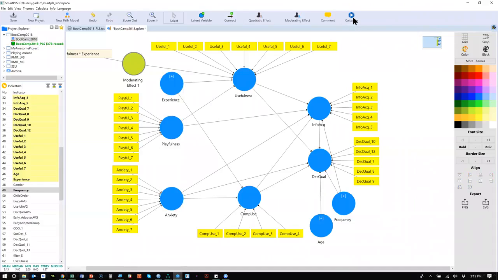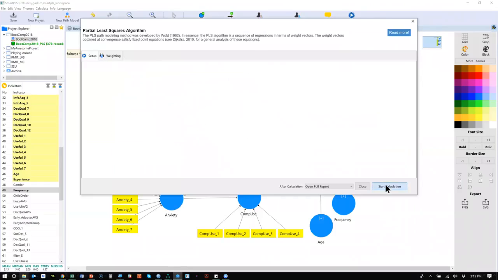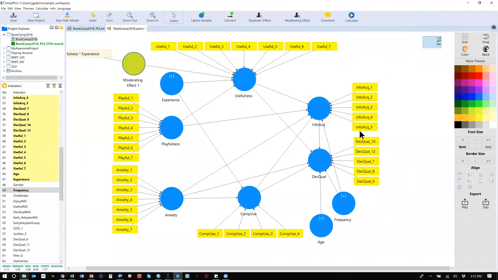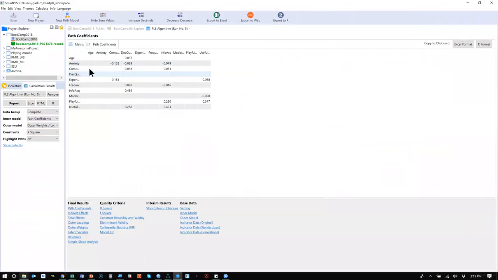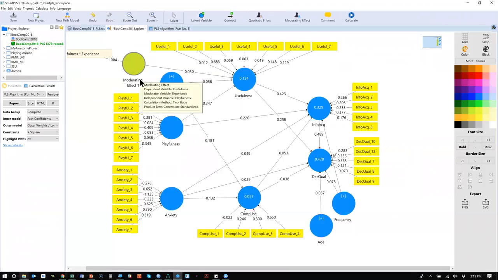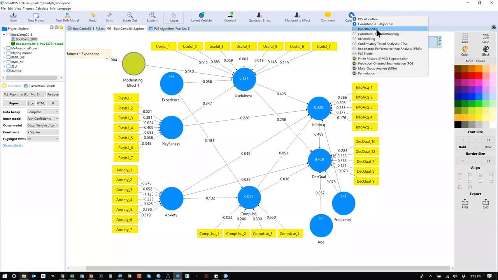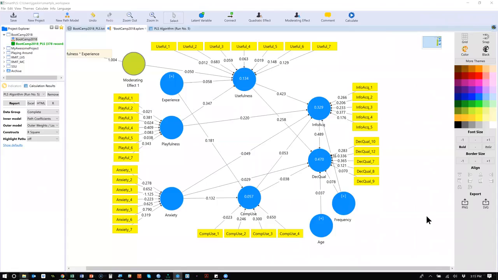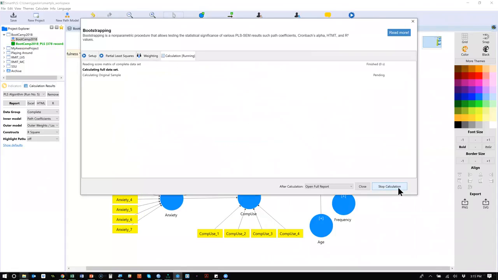To run this, all you do is go to PLS algorithm, run it, start, and here are the effects. So I'm going to go back to the model. The effect is negative 0.050. Nothing really going on. If I want to see what that really looks like, do a bootstrap and run. It'll even create a graph for me. You don't need my Excel tool for this. It has one for you. Yeah, it's great.